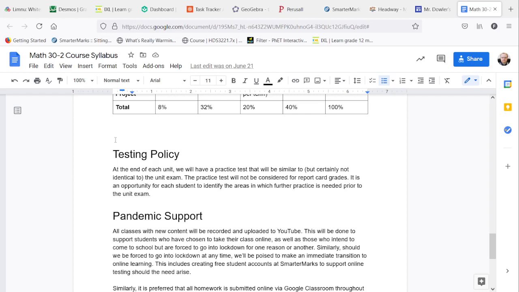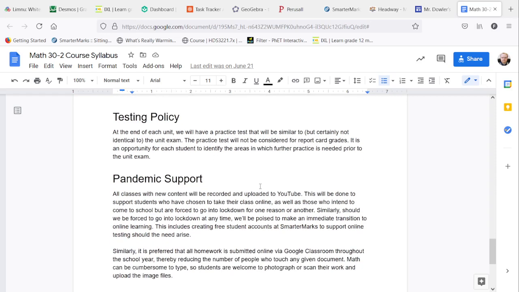Now, as for the testing policy, it will be the same as we had in the second semester of the 2020-2021 school year. At the end of each unit, we'll have a practice test that will be similar to the unit exam, but not the same. That practice test will not be considered for report card grades. It is your opportunity to determine what you do know, what you think you know but misunderstand, which is the key part of the practice test, and then confirm what you need to work on further that you already knew about it. So this is your chance to make sure that you are properly prepared for the unit exam, which will come just a couple of classes later.